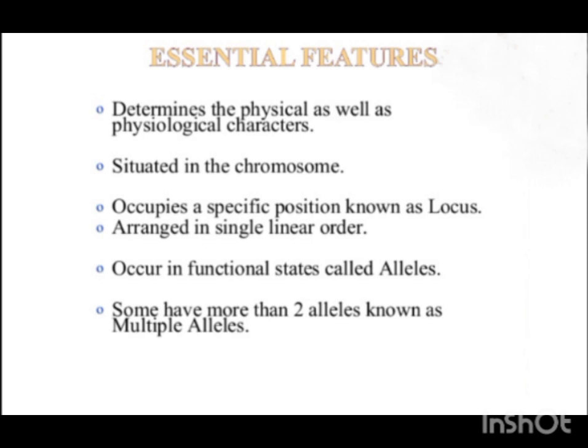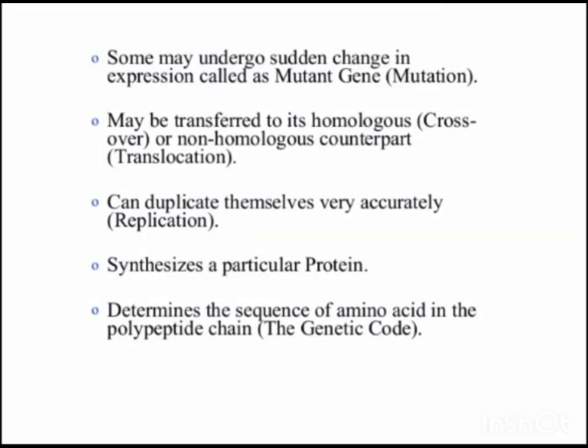It determines the physical as well as the physiological characters. It is situated in the chromosome, occupying a specific position known as locus. These are arranged in a single linear order and occur in functional states called alleles. Some have more than two alleles, known as multiple alleles. Some may undergo sudden change in expression called mutant gene, which is called mutation. May be transferred to its homologous or non-homologous counterpart.